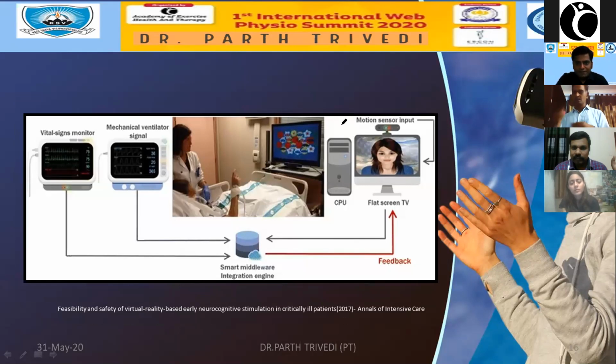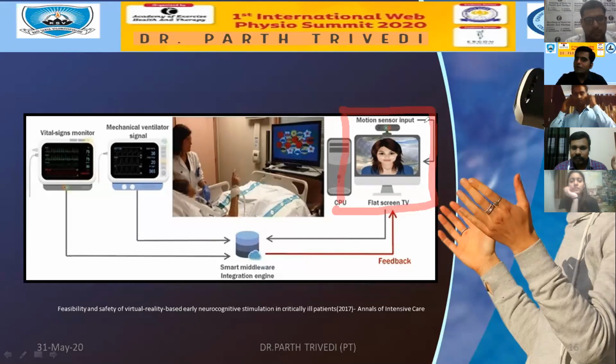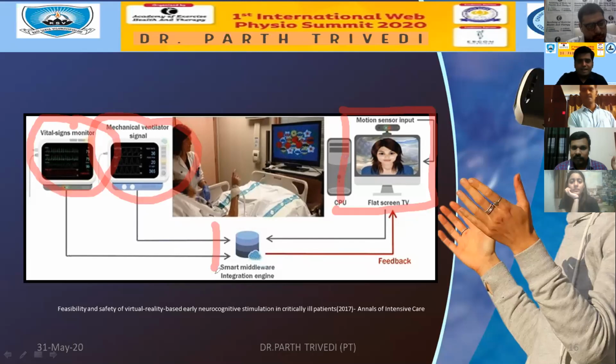So here we have a flat screen monitor which is showing you the virtual environment. Then you have your parameter controlling devices, vital signs monitors, and mechanical signatures. And then there is a relay kind of system in between. So what happens if a task is given to the patient? The patient is doing a task on the flat screen or in the virtual environment. Here you can see various motion sensors, tactile sensors, thermo sensors, vibration sensors, etc.